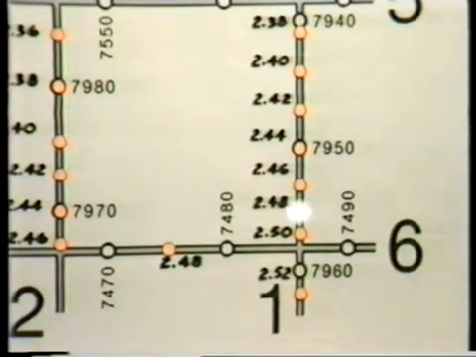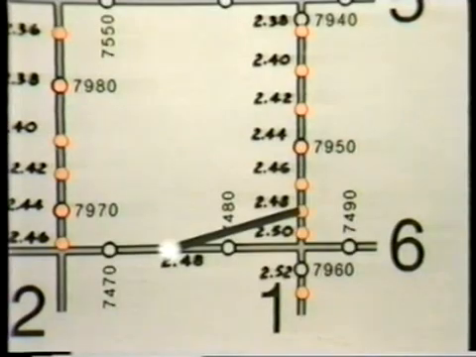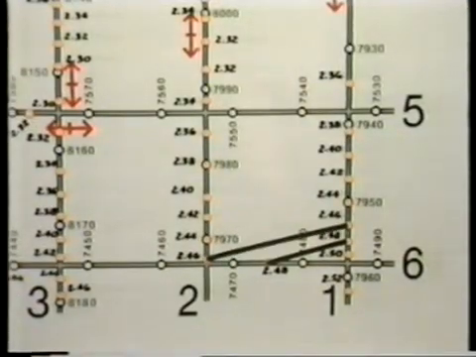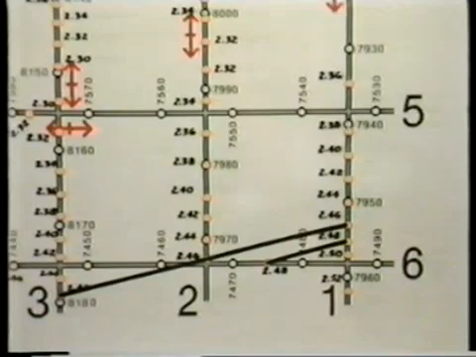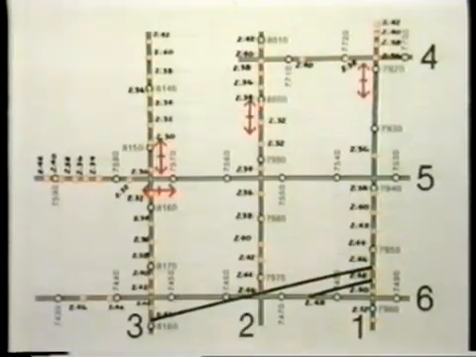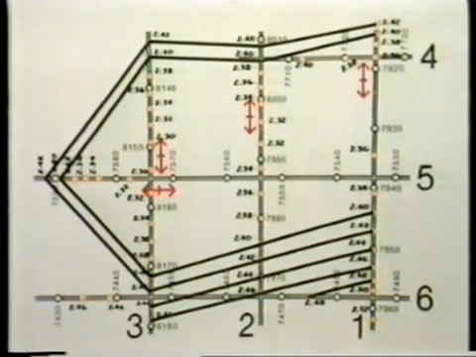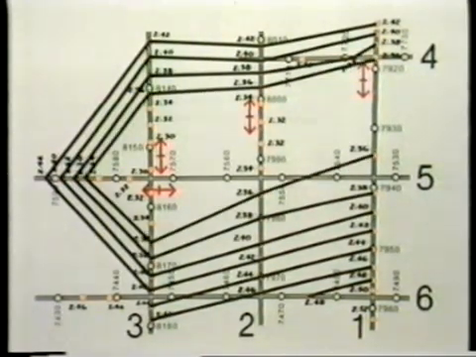2.48 is here and there. 2.46 is here and there. We're joining together all the points which have the same reflection time on all the lines. 2.44, 2.42. Easy. 2.40, 2.38, 2.36.